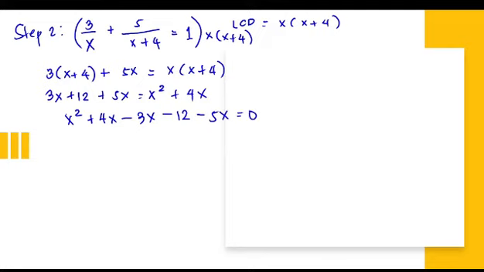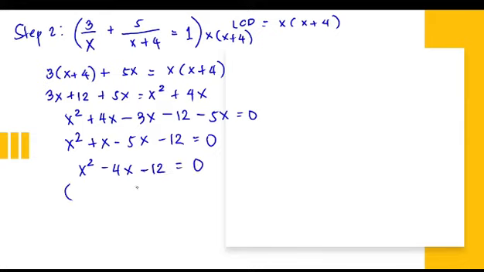So, arrange lang natin. So, magiging x squared. 4x minus 3x is x. Tapos may 5x pa doon. Minus 5x minus 12 equal to 0. Ayan. And then, simplify. x squared minus 4x minus 12 equal to 0. So, pwede na tayo mag-factor dito using the factoring method. So, we have x and x.